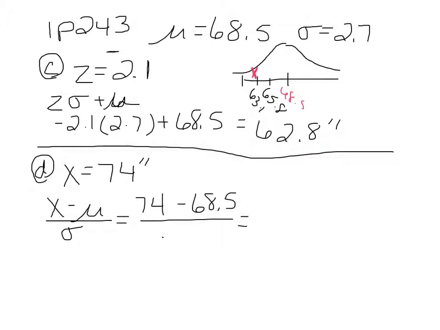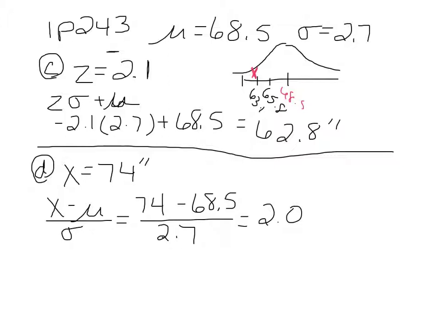Standard deviation, let's see, is 2.7. Divide by 2.7. And I get 2.0. One place after the decimal will be sufficient. 2.0 above. Again, let's double check that.